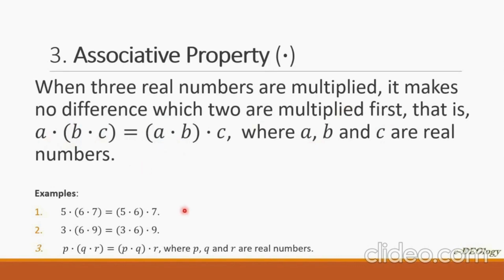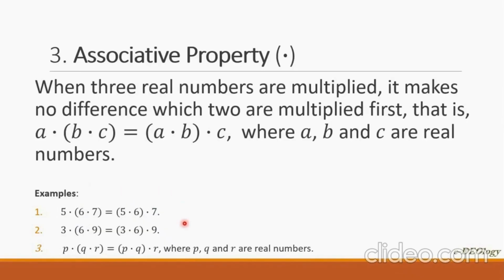So we have three examples here. In the first example, 5, 6, and 7 numbers are involved. On the left side, we have this 6 times 7 grouped together. After that, we will multiply the answer to the number 5. The answer will be the same even if we group the 5 and 6 first, taking the product here. After that, the product will be multiplied to the number 7. At the end, these two sides will have the same answer.